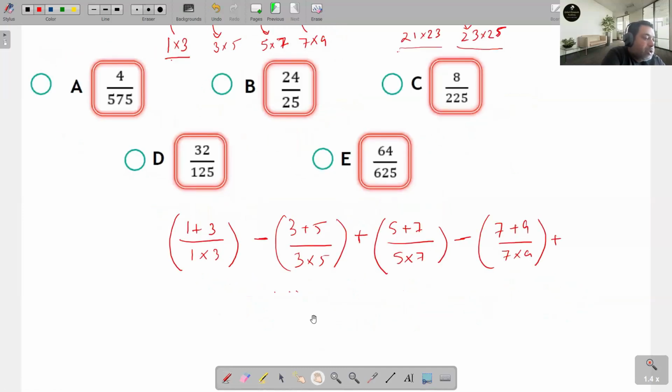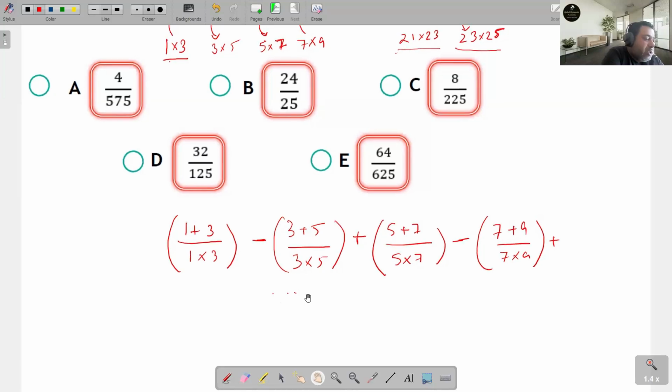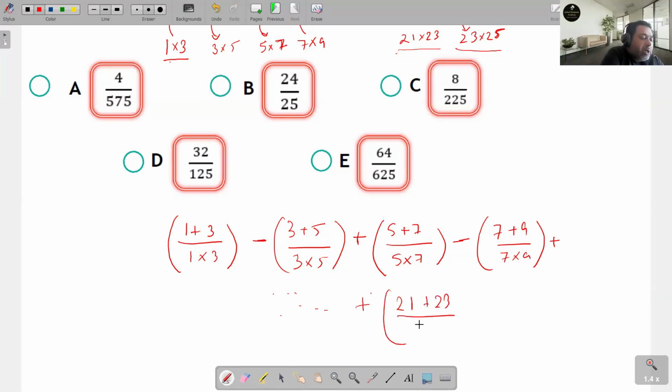And the last two terms which are given here, there are many terms in between, are plus 21 plus 23 divided by 21 times 23, which is the second last term, and the last term is going to be 23 plus 25 divided by 23 times 25.